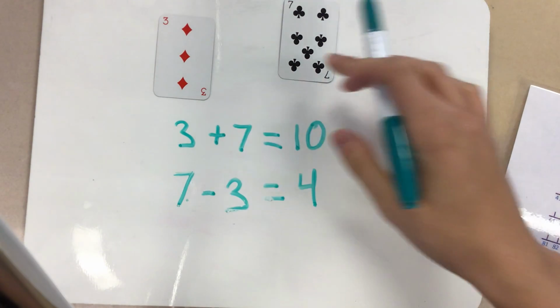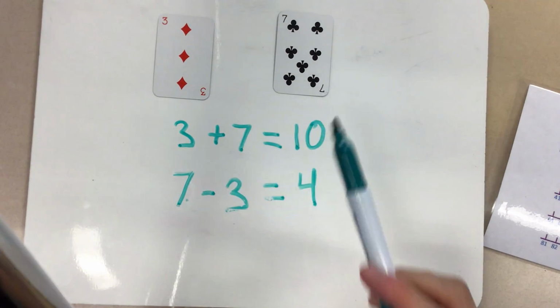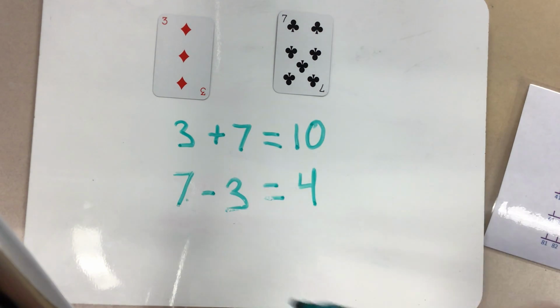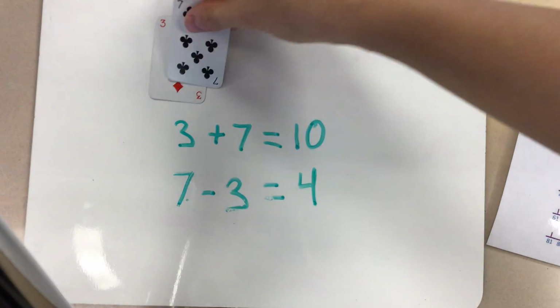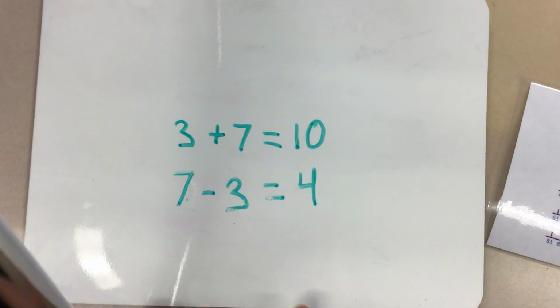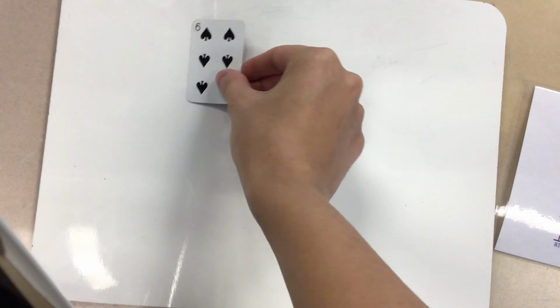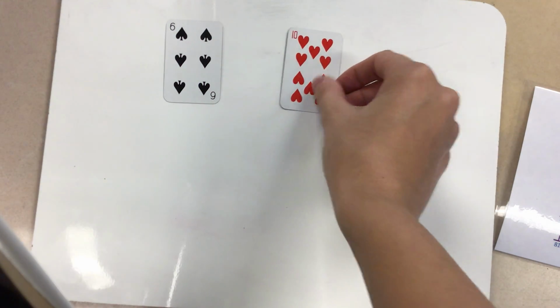So look at all the things that we have done with these 2 cards. We have done an addition problem, we have done a subtraction problem, and we have figured out which numbers are bigger than each other. We are going to play one more game together, and then it is your turn. I'm going to flip over 2 more cards. I have a 6 and I have a 10.